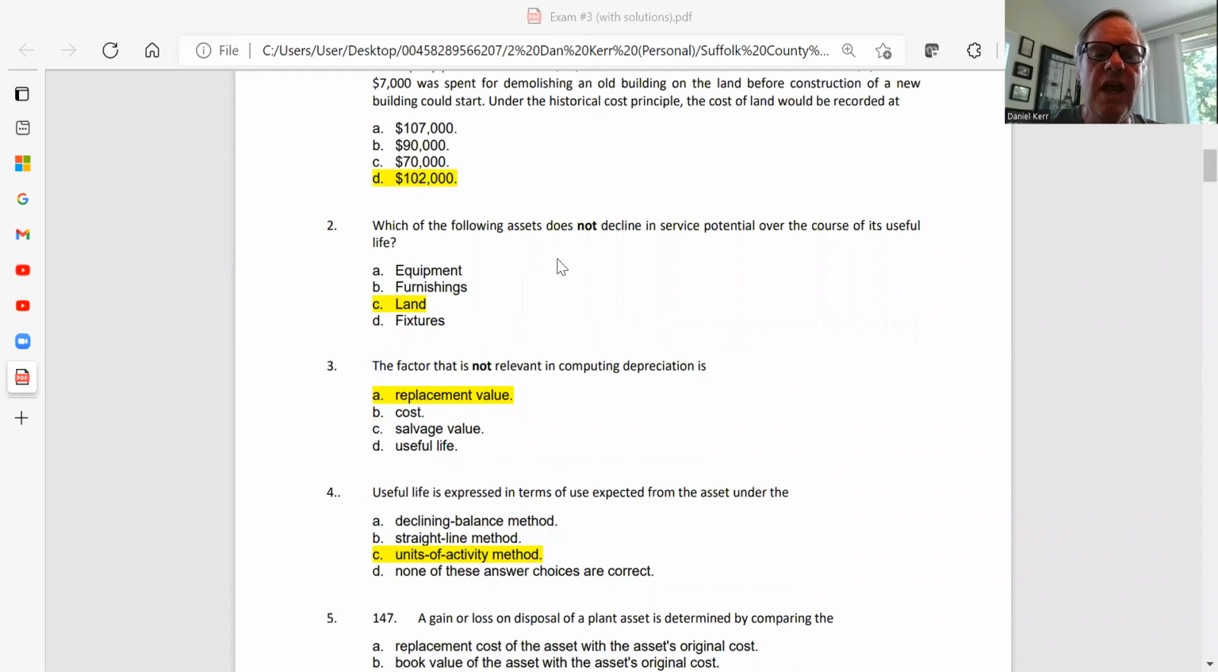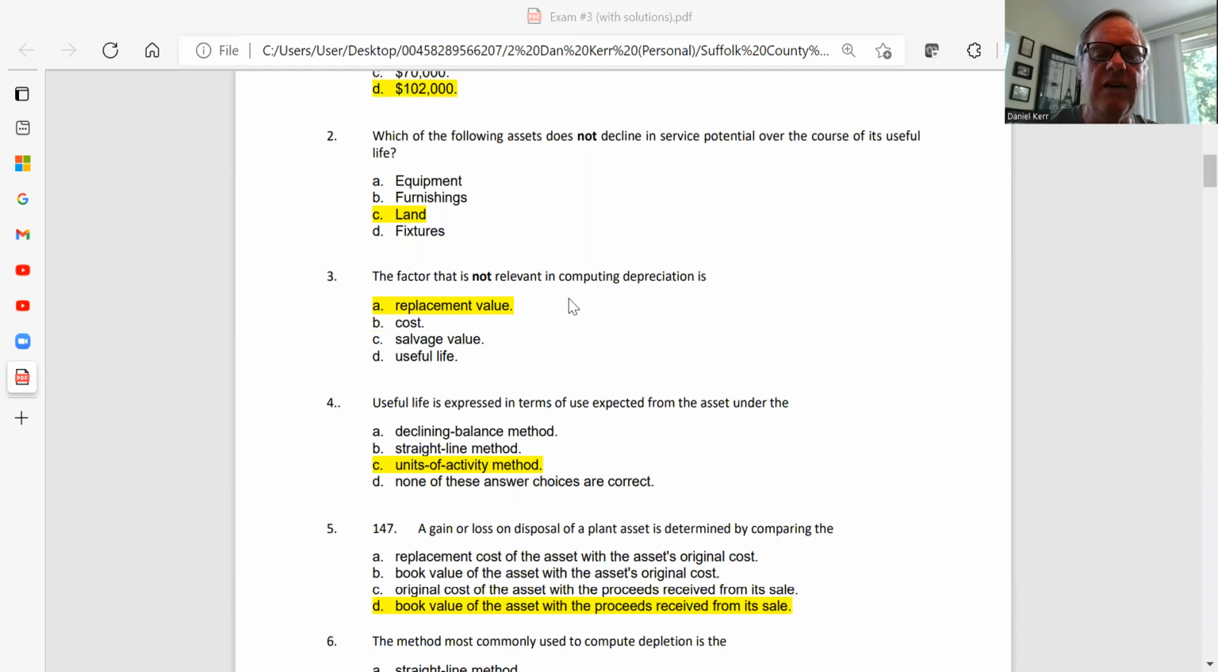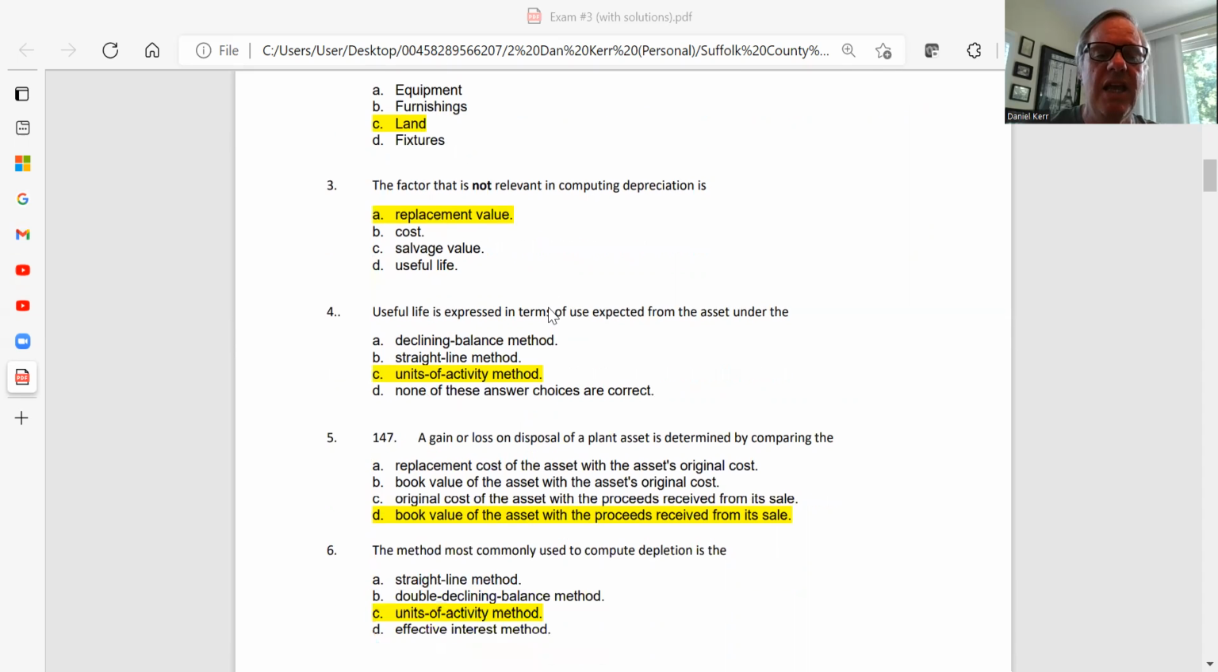2, which of the following assets does not decline in service potential over its useful life? Well, equipment, furnishings, fixtures, these are all things that are depreciated. Land is not depreciated. So we don't depreciate land, it doesn't lose its value. Number 3, a factor that is not relevant in computing depreciation. Well, all the different methods of depreciation consider cost, salvage value, and useful life. They do not consider the replacement value. So the one that is not relevant there is A.